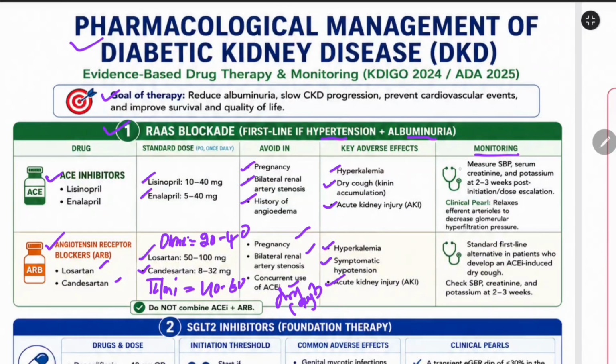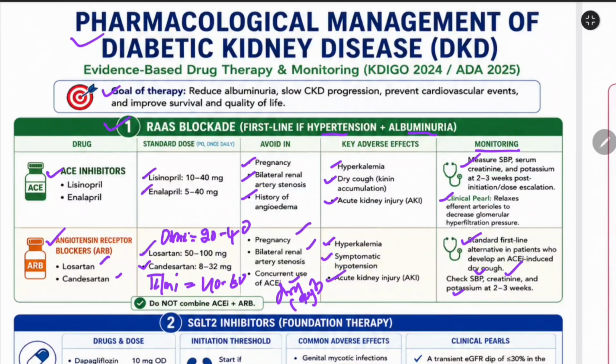How to monitor? Measure systolic blood pressure, serum creatinine, and potassium at 2 to 3 weeks post initiation or dose escalation. One important pearl: ACE inhibitors relax efferent arterioles to decrease glomerular hyperfiltration pressure. ARB is the standard first-line alternative in patients who develop an ACE-induced dry cough. Again here also check SBP, creatinine, and potassium at 2 to 3 weeks or whenever you adjust or increase the dose of these drugs. That is the first drug.